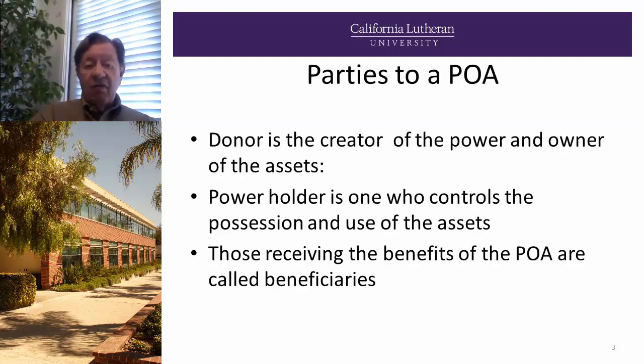Parties to a power of appointment: we have the donor, who creates the power and is an owner of the assets. And we have the power holder, who is the one who controls the possession and use of the assets. And again, this is typically done under a will or under a trust, and sometimes under a power of attorney, being the most common types. And those receiving the benefits of the power of appointment are called beneficiaries.